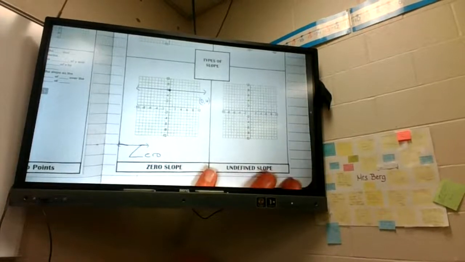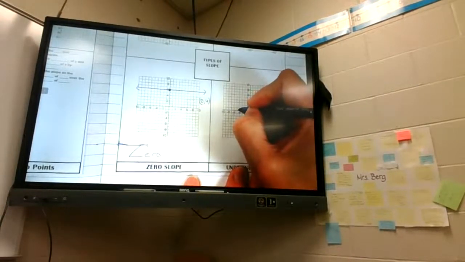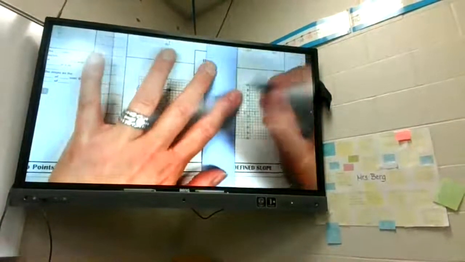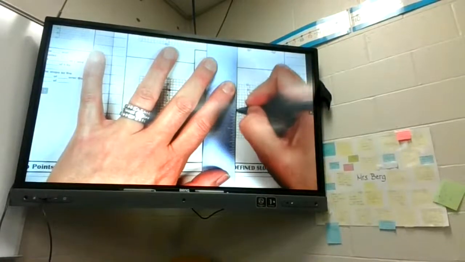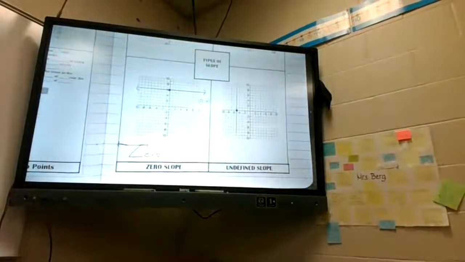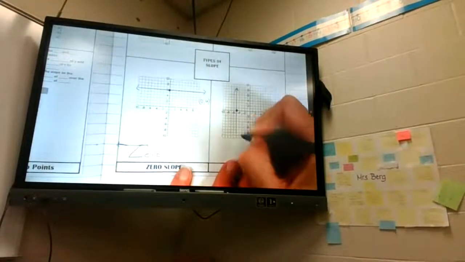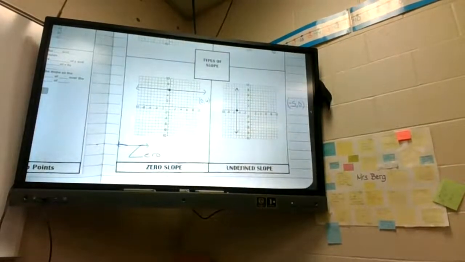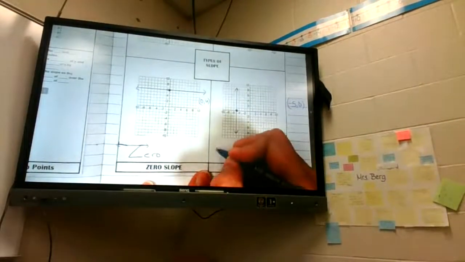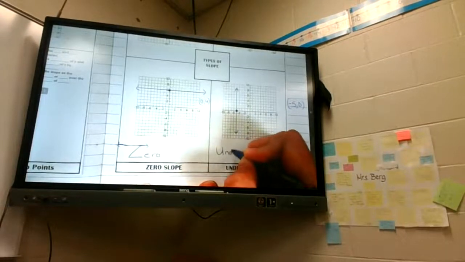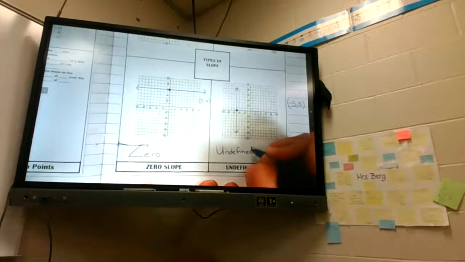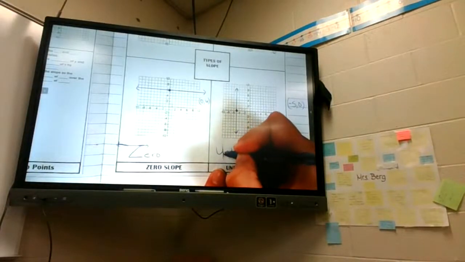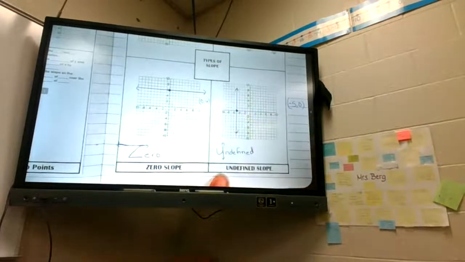Undefined is going to be vertical. And I put that point at -5, 0. The way to remember undefined, if you write undefined and you take the leg off of the U and extend it.